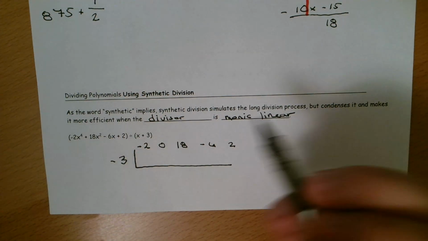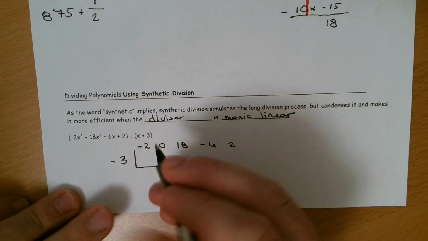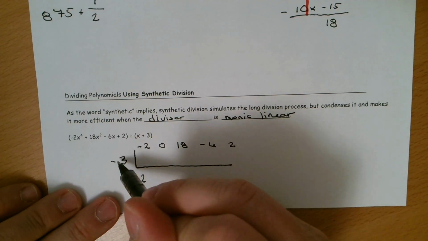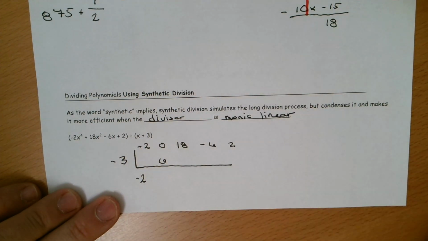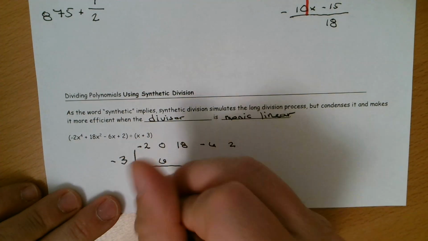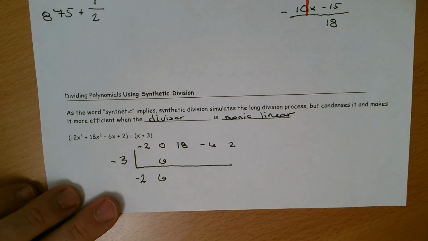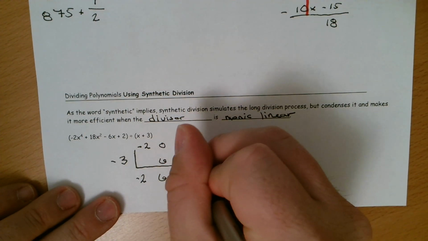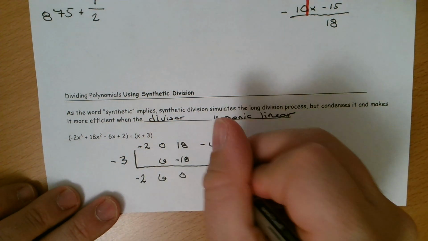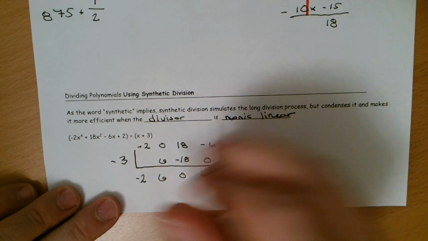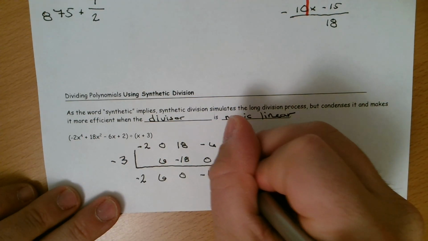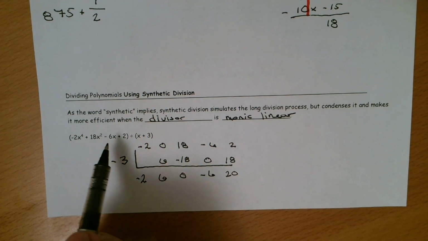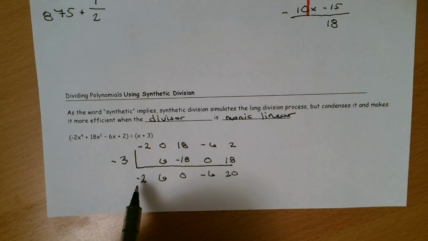Just to review it one time, and then we'll go fast from here on out. You bring the first term down, no matter what it is. You multiply negative 3 times negative 2, you get 6. And then in synthetic division, you add 6. And then you just rinse and repeat. Negative 3 times 6, negative 18, add. Negative 3 times 0, add. Negative 3 times negative 6, add.